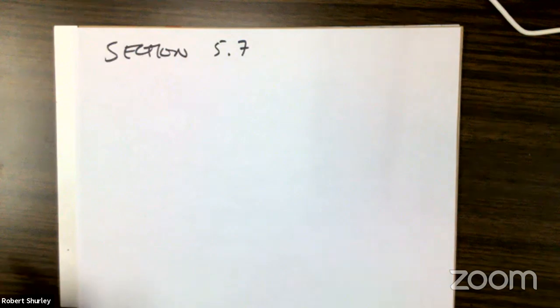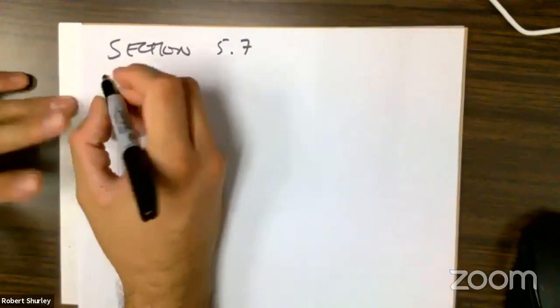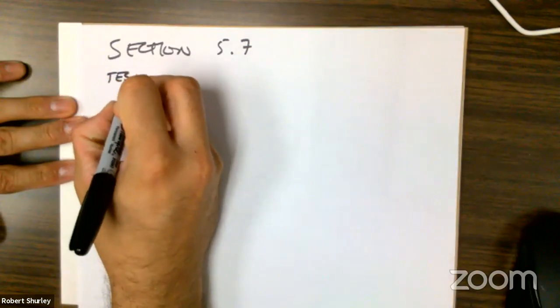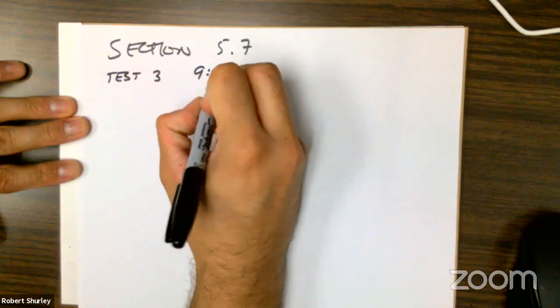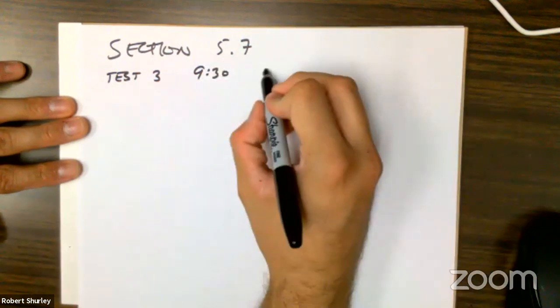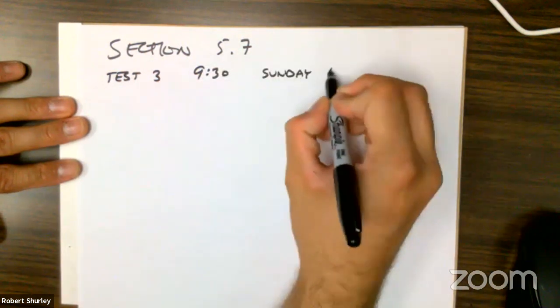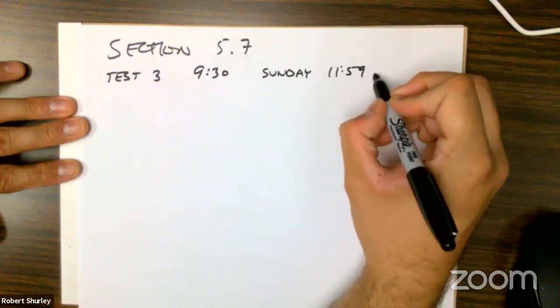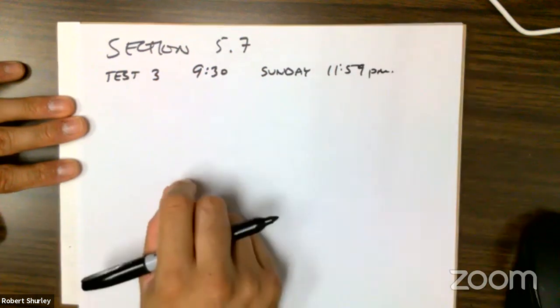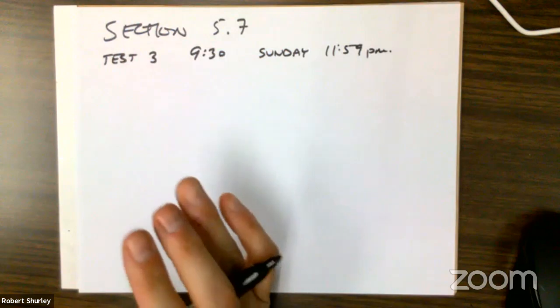Hold on. Okay. So we're going to go over 5.7 because I can't be here on Thursday. So this is your lecture for 5.7. First off, remember the test is going to open today, I think actually at 9:30. So test 3 opens at 9:30. And then it's due Sunday by midnight, like 11:59 p.m.